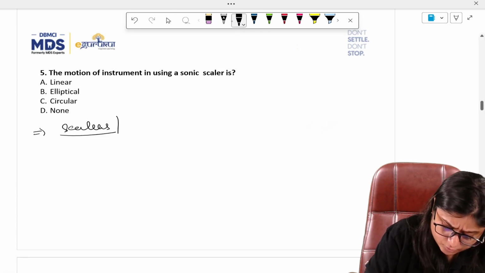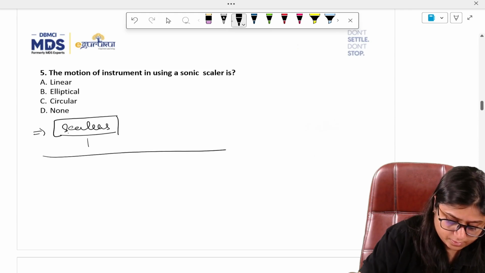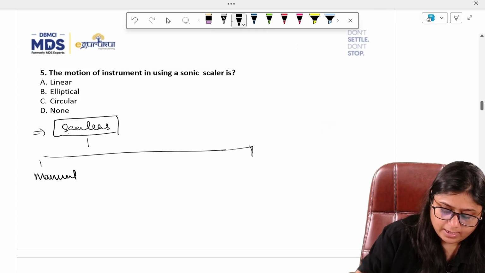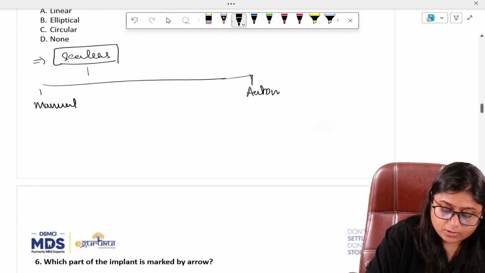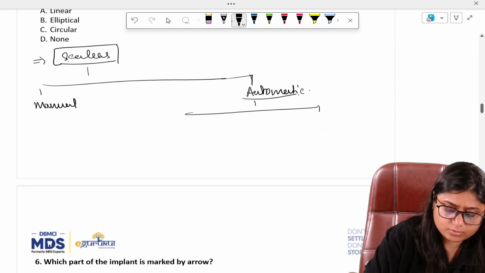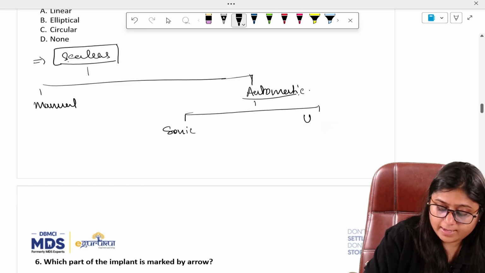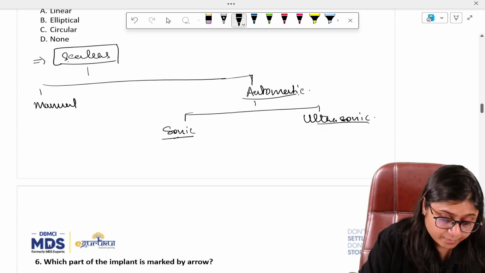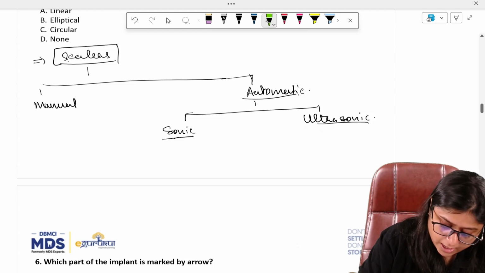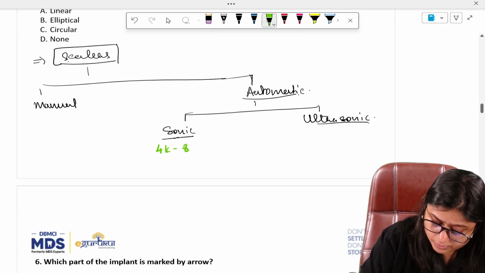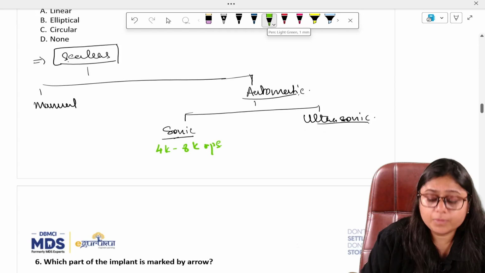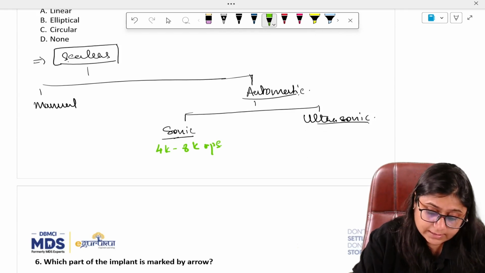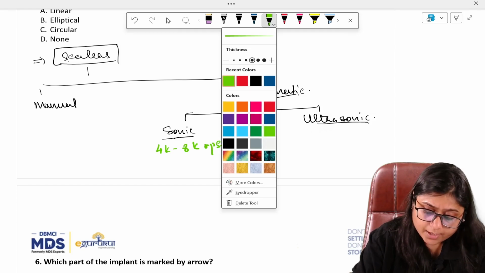So, scalers can be divided into manual and automatic. These automatic scalers can be divided into sonic and ultrasonic scalers. The frequency with which the sonic scalers vibrate is around 4000 to 8000 RPM, and the frequency with which the tip of the ultrasonic scalers vibrates is 18,000 to 50,000 RPM.